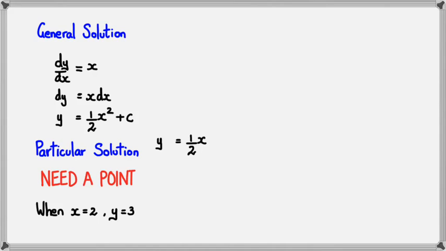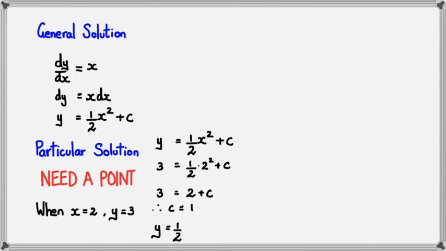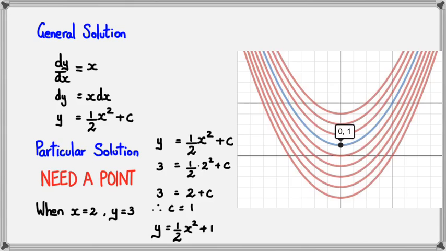Since our equation was y equals half x squared plus c, we can rewrite this as 3 equals half times 2 squared plus c. Solving, you get 3 equals 2 plus c, therefore c is equal to 1. So the particular solution is y equals half x squared plus 1. In the graph, that little blue line that goes through the point (0, 1) is the particular solution, while all the red parabolas are general solutions, because you don't know what c is.